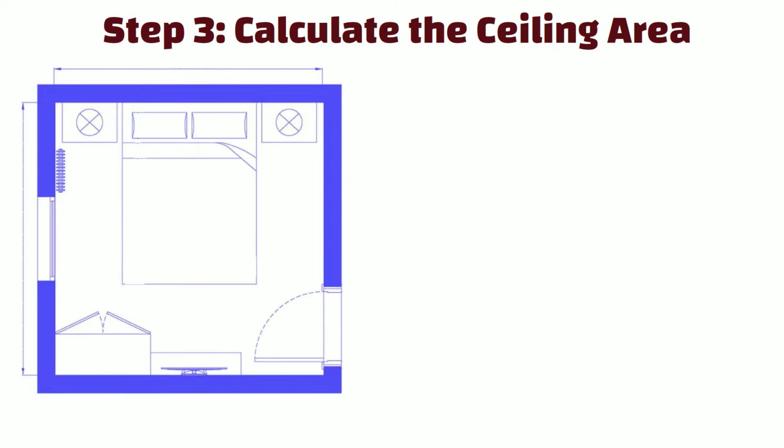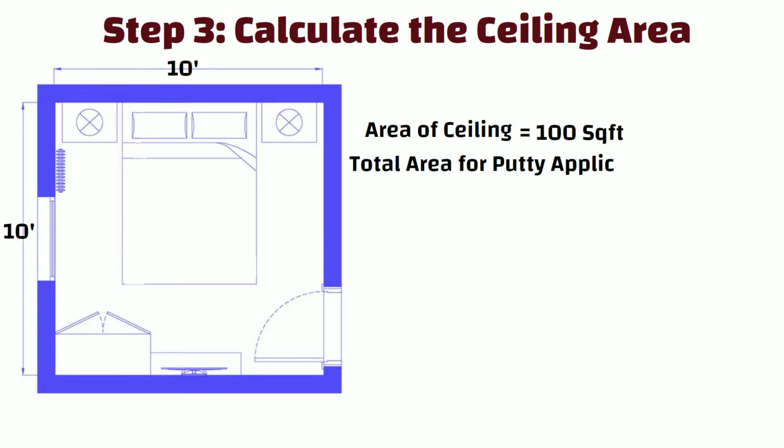Now step 3. Calculate the ceiling area. Area of ceiling shall be 10 feet length into 10 feet width is equal to 100 square feet. So total area for putty application shall be 358 plus 100 is equal to 458 square feet.